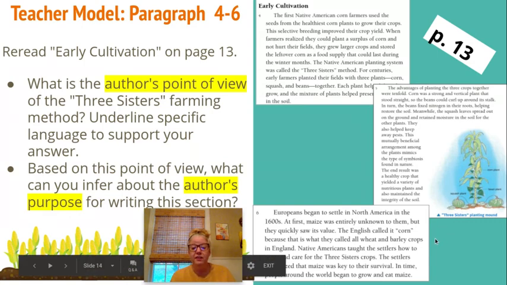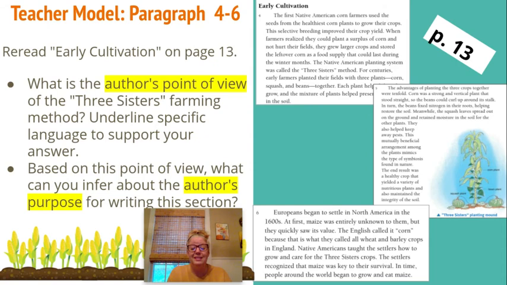Finally, let's look at paragraph 6. Europeans began to settle in North America in the 1600s. At first, maize was entirely unknown to them, but they quickly saw its value. The English called it corn because that is what they called all wheat and barley crops in England.